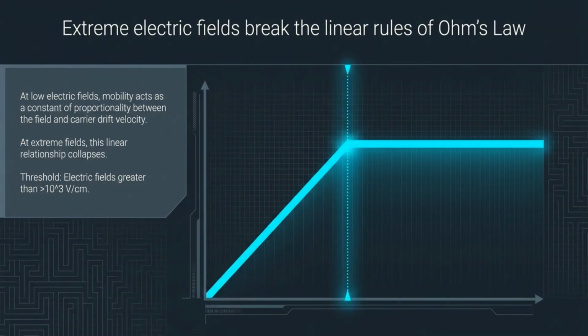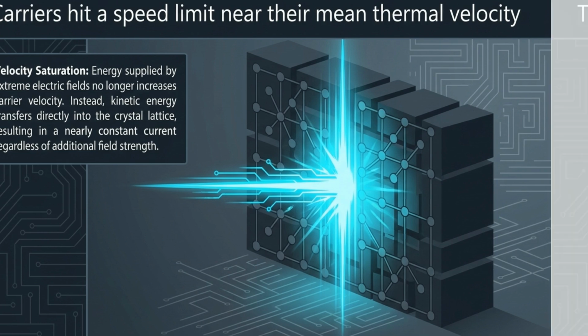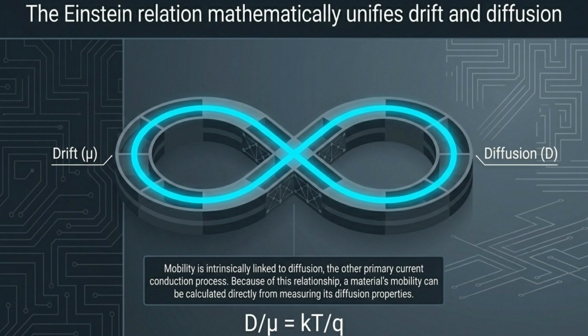At low electric fields, mobility is constant, following Ohm's law. However, at extreme electric fields, the linear relationship collapses, meaning Ohm's law is broken. Velocity saturation occurs at extreme electric fields. Energy transfers directly into the crystal lattice, instead of increasing carrier velocity, resulting in a nearly constant current regardless of additional field strength. Mobility is intrinsically linked to diffusion, the other primary current conduction process.